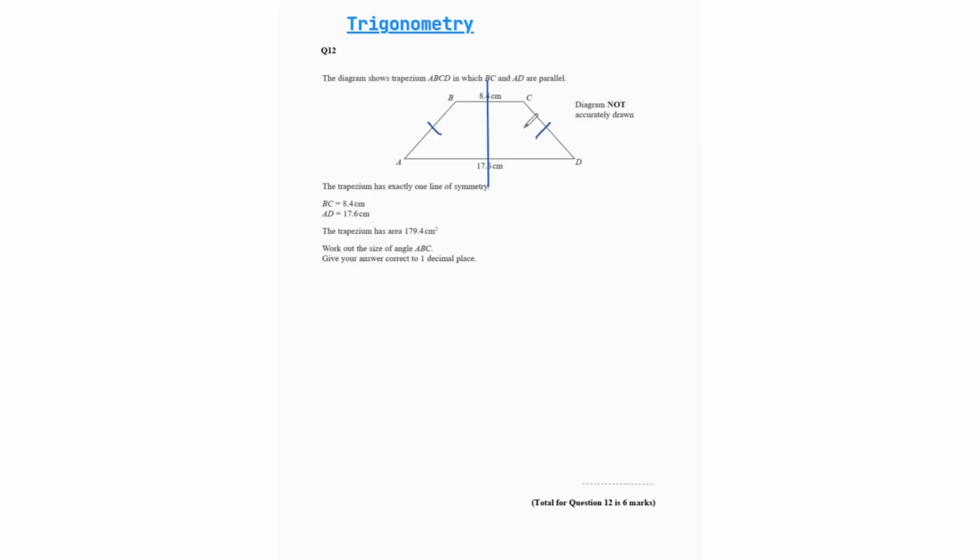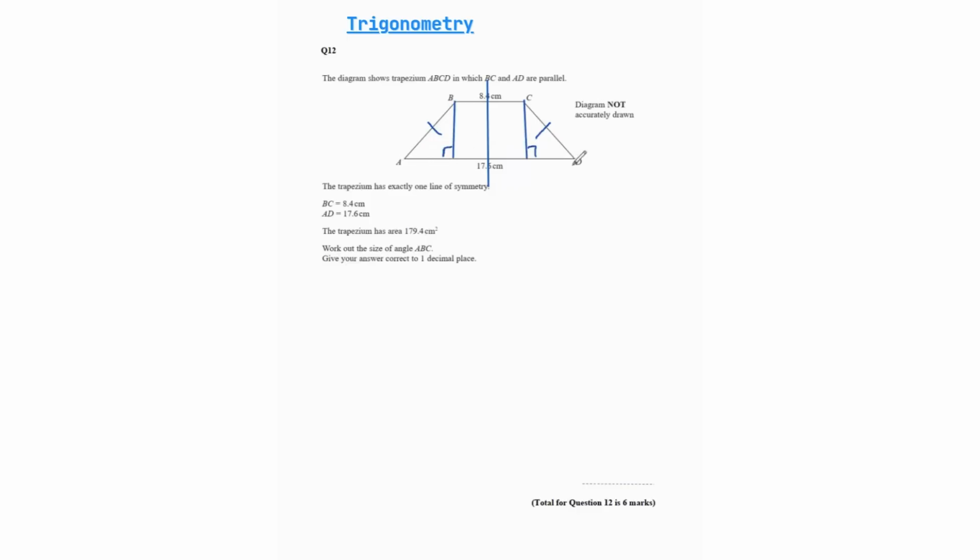Then it says that BC equals 8.4 and AD equals 17.6. The trapezium has an area of 179.4 centimeters squared. Work out the size of angle ABC, leaving your answer correct to one decimal place. So like I said initially, it has one line of symmetry, which means AB equals CD. Then that also means that if we draw a line over here and over here, we have two identical triangles and they are right angle triangles.